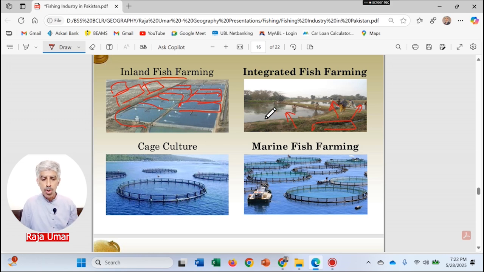So the same goes over here. You can see that certain workers are working in those ponds and they are catching fish with the help of nets from those ponds, and this is how they do it at the end of the growth of the fish.